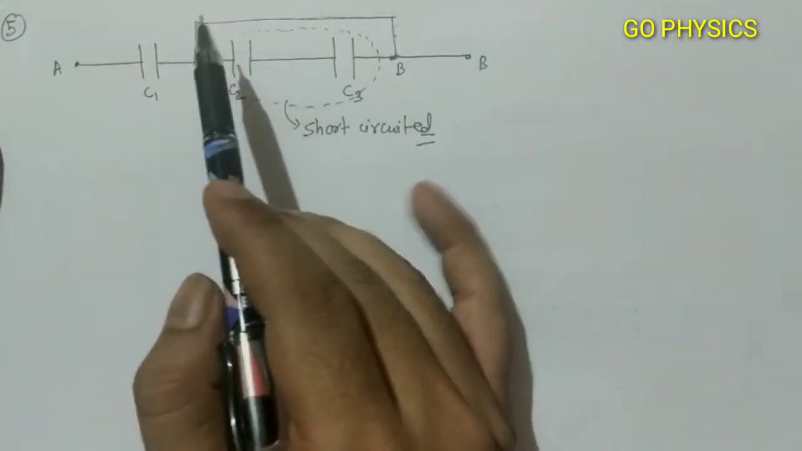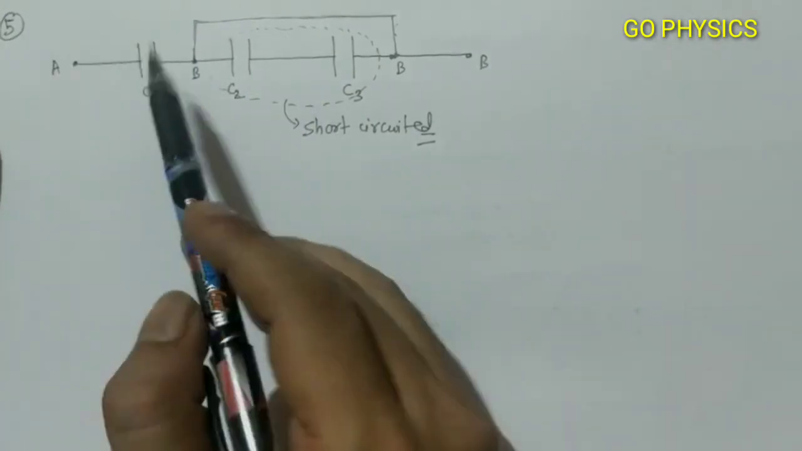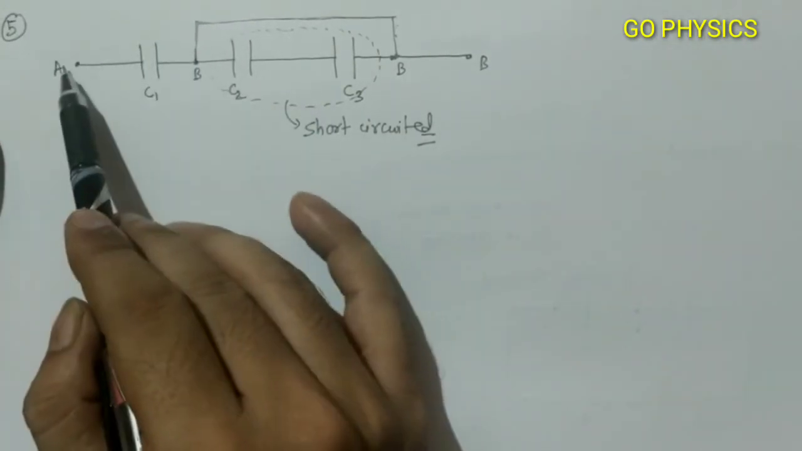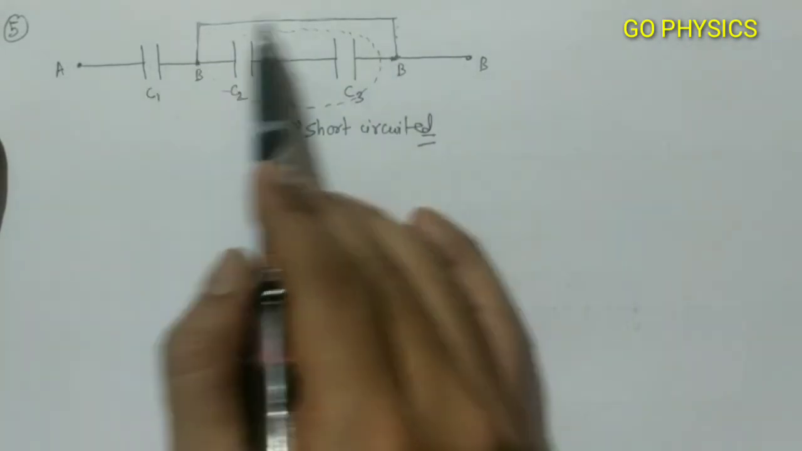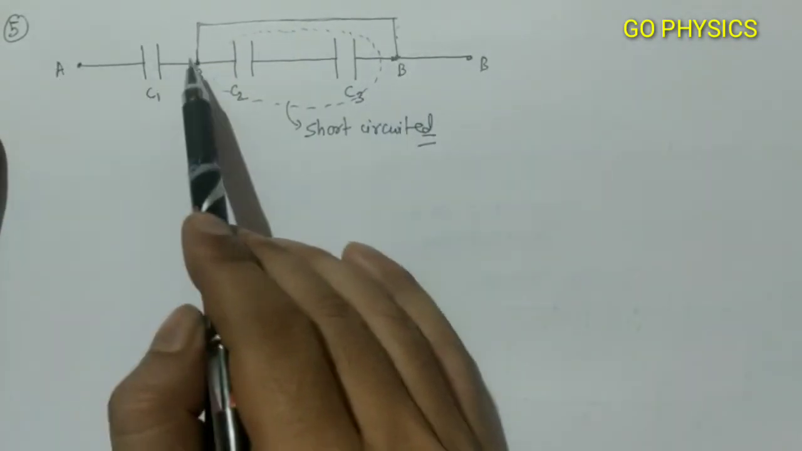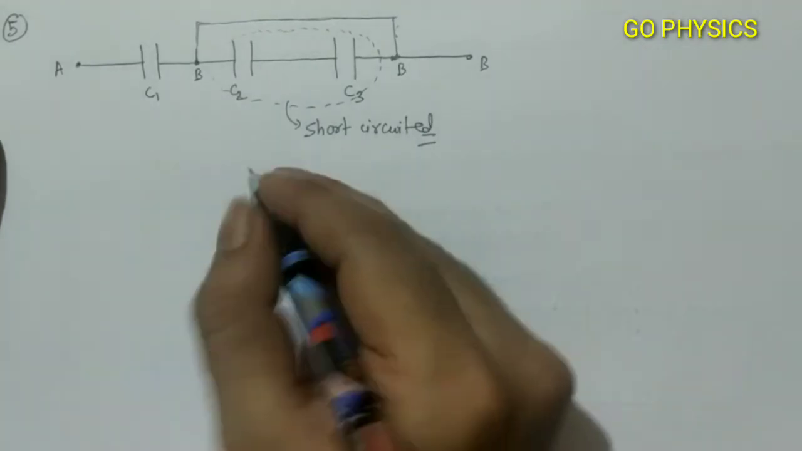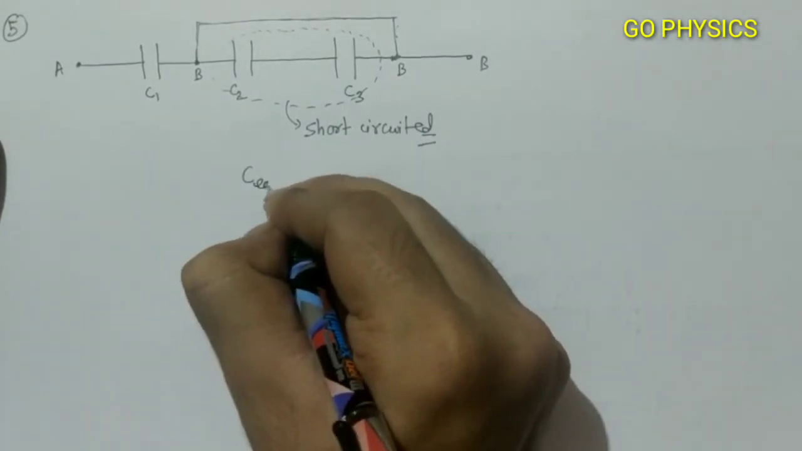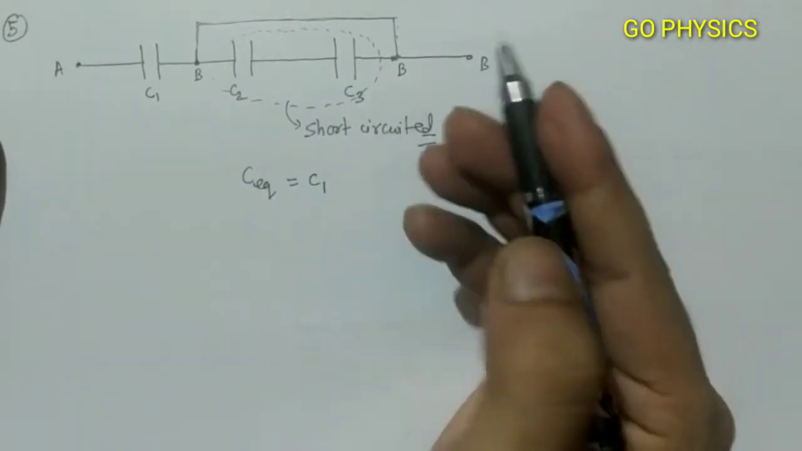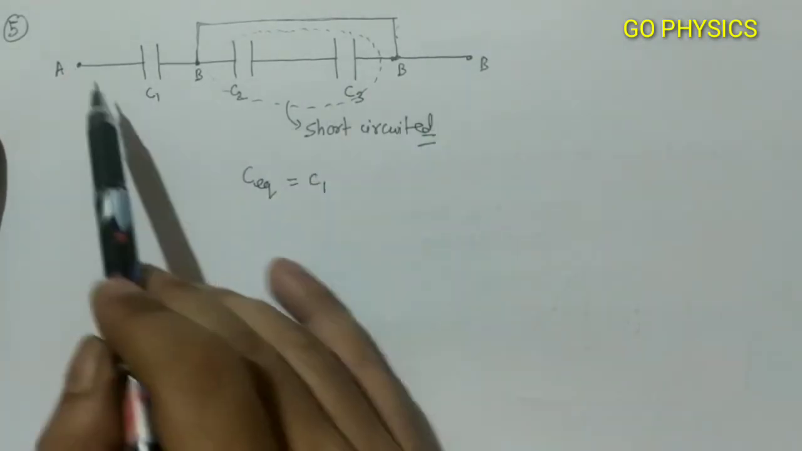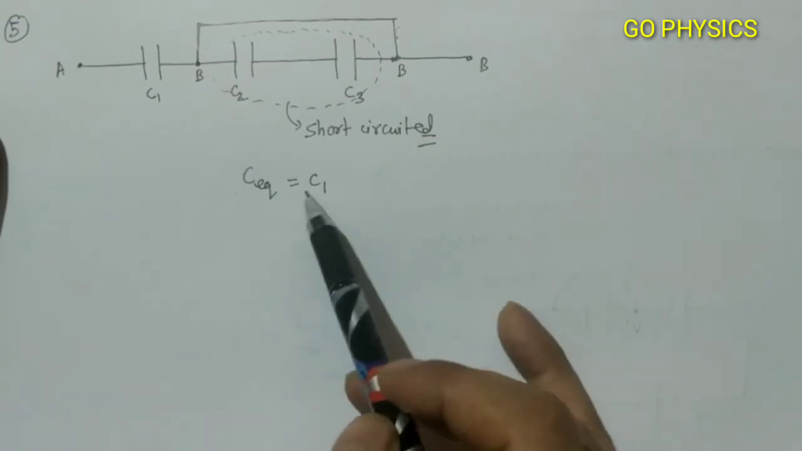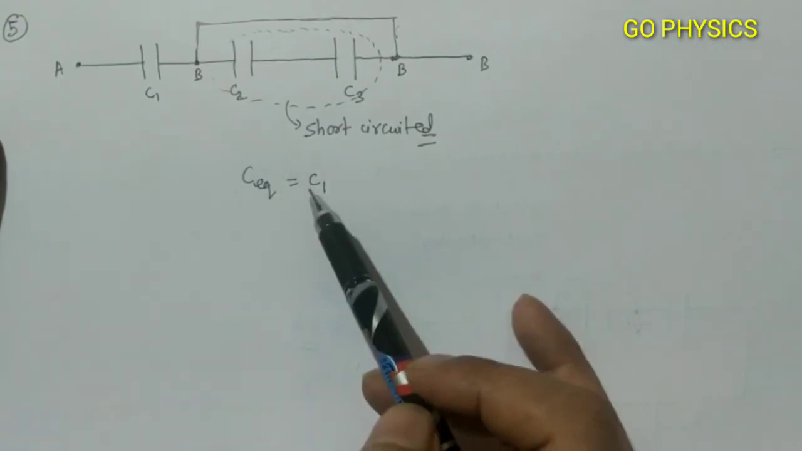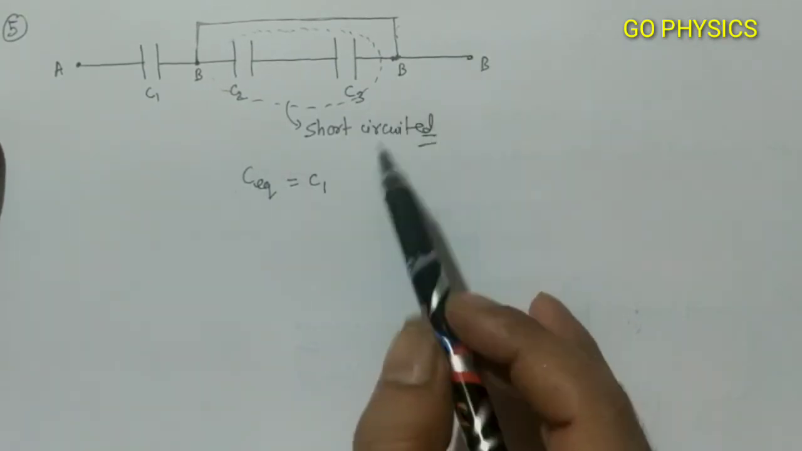So now in the given circuit, this circuit will reduce to simply this one. This is our new circuit. So we are crossing only a single capacitor C1. In this case C equivalent will be equal to C1. And suppose the ends A and B are connected to a battery, so the charge given by the battery will be C equivalent into the voltage of the battery, and in this case C equivalent equals C1.